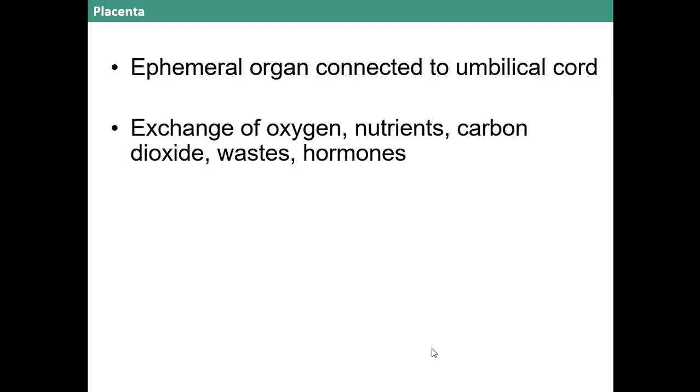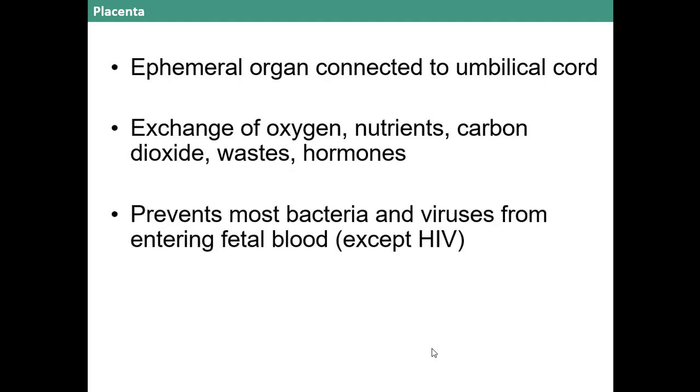This is a great filtration organ, and it's going to prevent most bacteria and viruses from entering the fetal blood. There are some exceptions, however. For instance, HIV is a very small virus. This virus can pass from the mother's circulatory system to the offspring through the placenta. Other pathogens like syphilis can also pass from the mother to the offspring during an established pregnancy. Although this is a great organ for filtration, it doesn't filter everything.